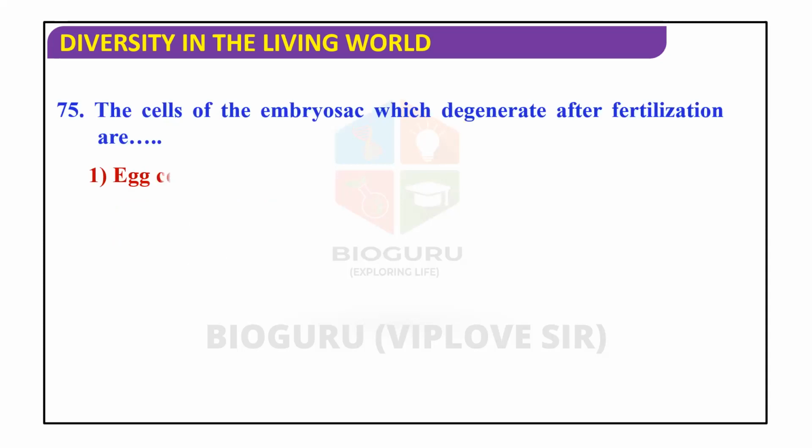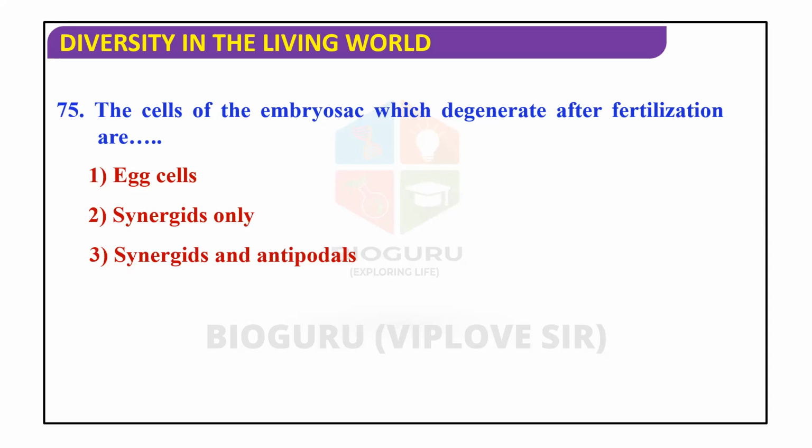That's good. The cells of the embryo sac which degenerate after fertilization are egg cells, synergid cells, synergids only, synergids and antipodals, or antipodals only. Yes, it is synergids and antipodals.